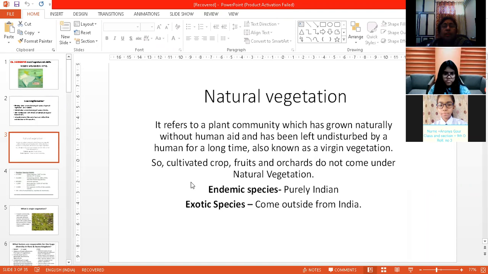Then, natural vegetation may be of two types: endemic species and exotic species. Endemic species, which are purely Indian, and exotic species, which have come from outside India.